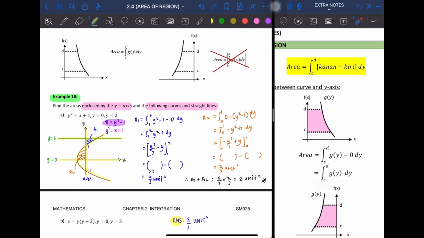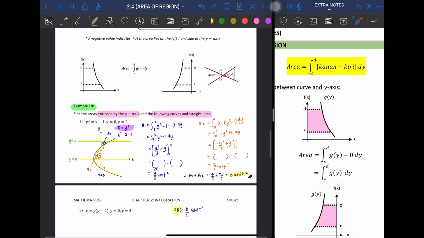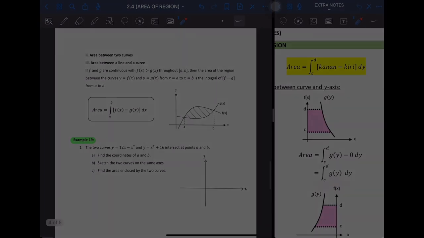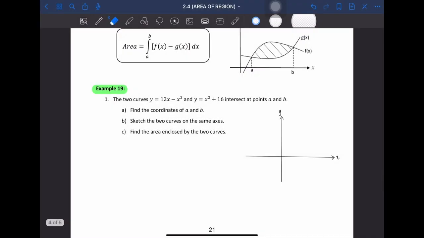Okay, that's how you use the formula kanan tolak kiri. Okay, so for the B part, you can try by your own. So we can proceed with the next example, example 9. Okay, so now let's continue with example 19.